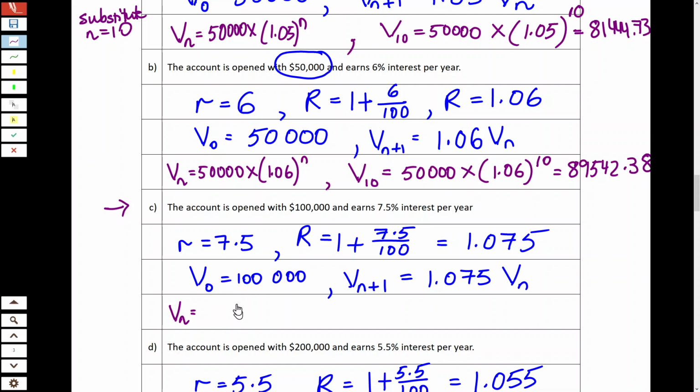Vn equals 1,000 times 1.07 to the power of n. Good job, Bruce. And then V10 equals 100,000 times 1.075 to the power of n. Lovely.